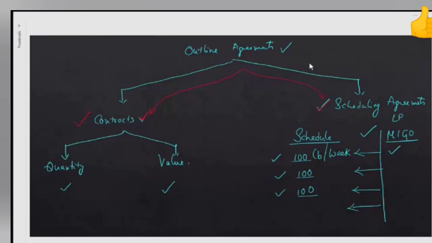Scheduling agreements do not give you that freedom, but instead gives you the freedom from having to create release orders, POs, every week, for example. So if your procurement goes like clockwork, every week 100 pounds, every week 200 pounds, then you can use a scheduling agreement. If not, you can very well go with contracts. And these are the different kinds of outline agreements.